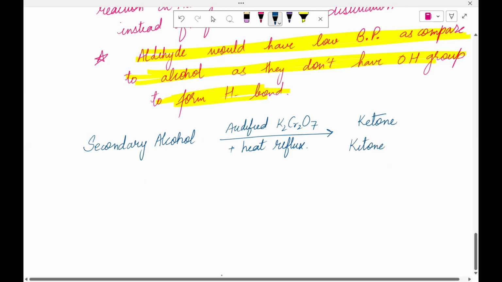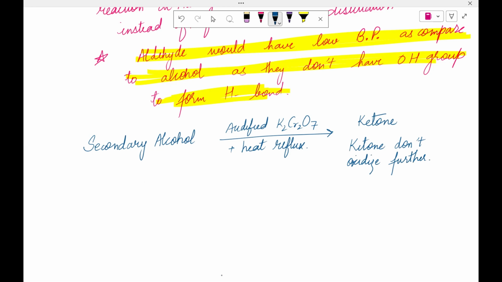We have discussed that aldehydes would be oxidized further to carboxylic acid. But in the case of ketones, when secondary alcohols are oxidized to form ketone, they will not be oxidized further. Ketones don't oxidize further. So this is basically a major difference between aldehyde and ketone. Is that clear? And what about if you oxidize the tertiary alcohol? Okay, I will tell you that after this one.